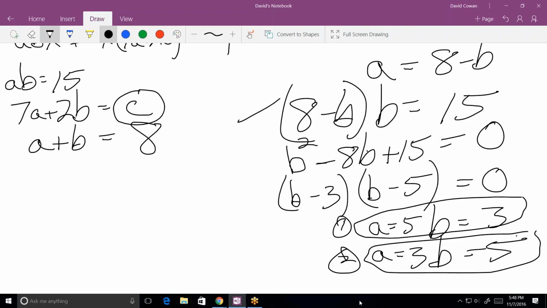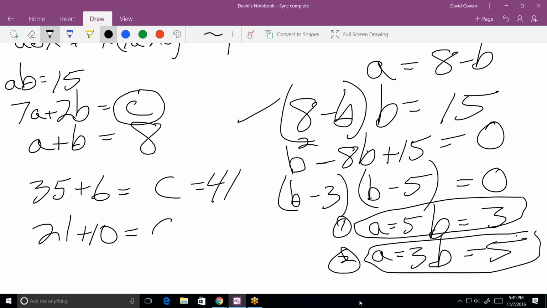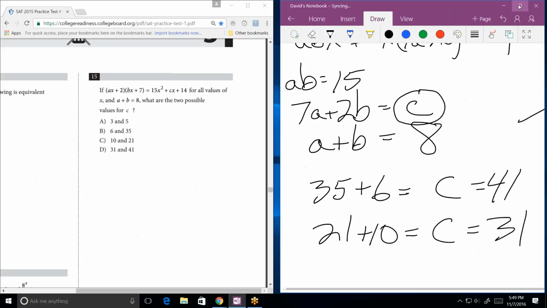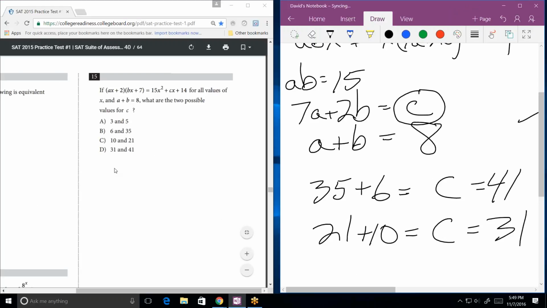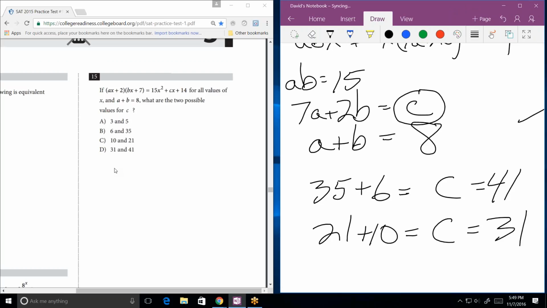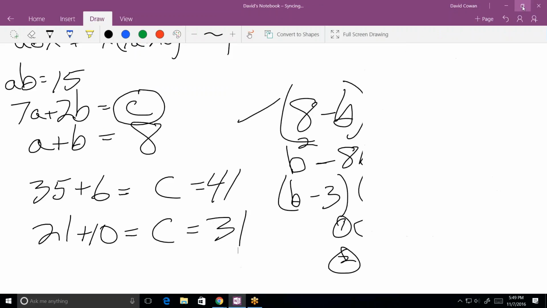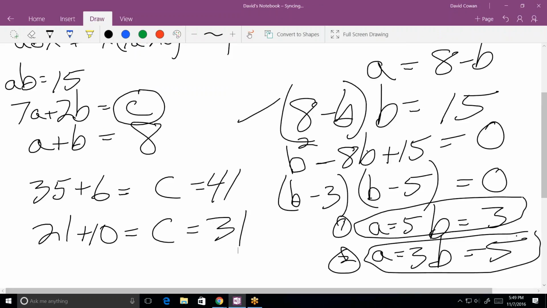Okay, so let's start with the top one. When a is 5 and b is 3, we have 35 plus 6 equals c. So c equals 41. When a is 3 and b is 5, we have 21 plus 10 equals c, which is 31. So there should be 2 values for c, 31 and 41. And notice that substitution was easier than elimination.